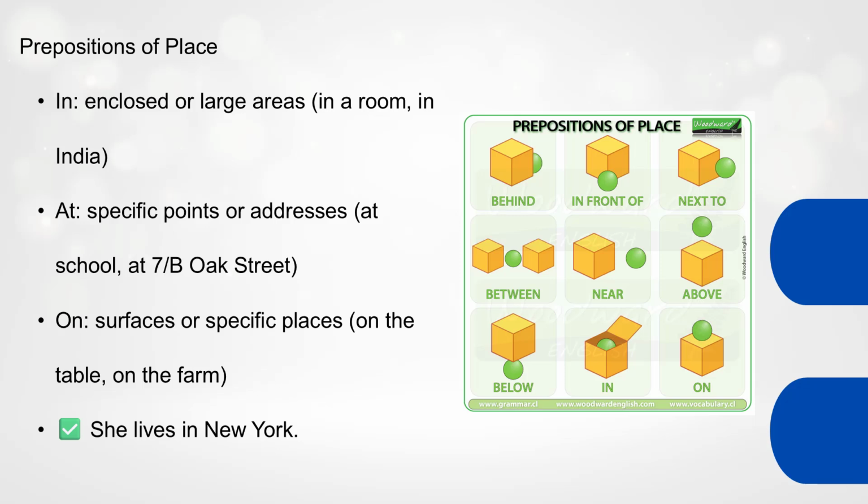Prepositions of place. Let's look at prepositions of place. Use in for large or enclosed spaces, like in a room or in India. Use at for specific points or addresses, like at school or at 7/B Oak Street. Use on for surfaces, like on the table or on the wall. For example, she lives in New York.